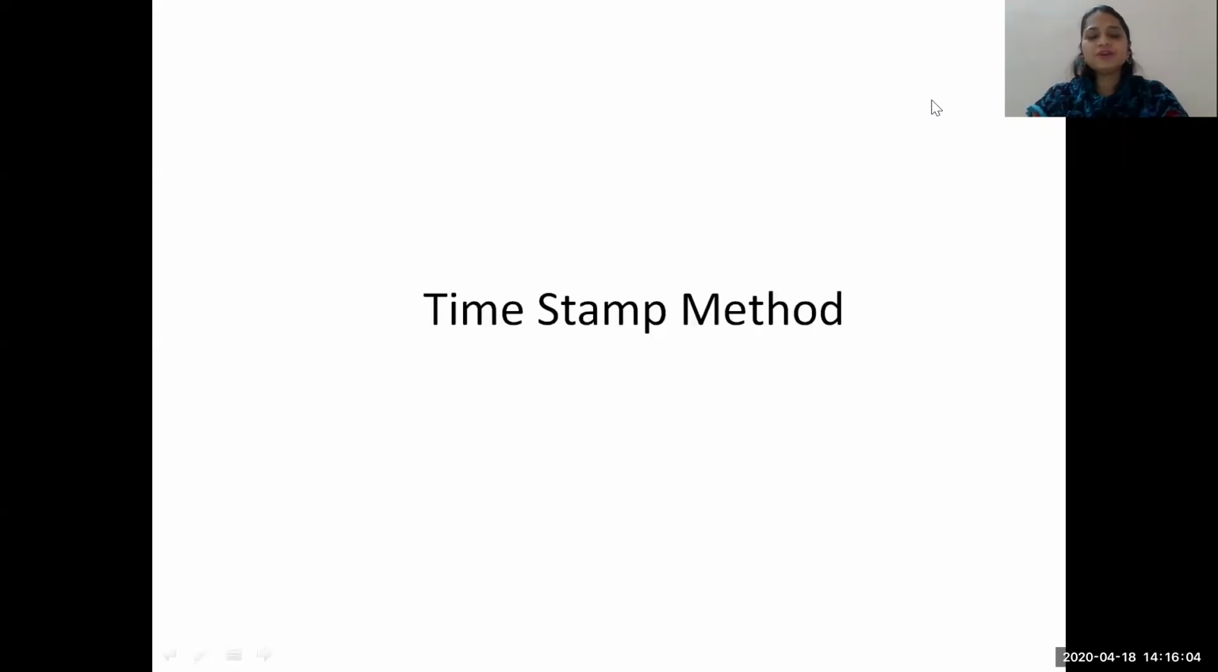Hello everyone. Today we are going to learn about the timestamp method. So timestamp is a unique identifier created by a database management system to indicate the starting time of each transaction. So for each transaction, say Ti, starting time is noted. For that, we can use system clock or we can use a logical counter.